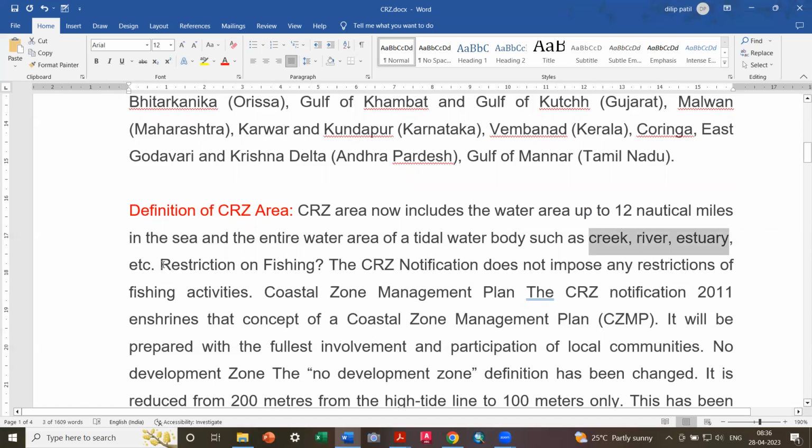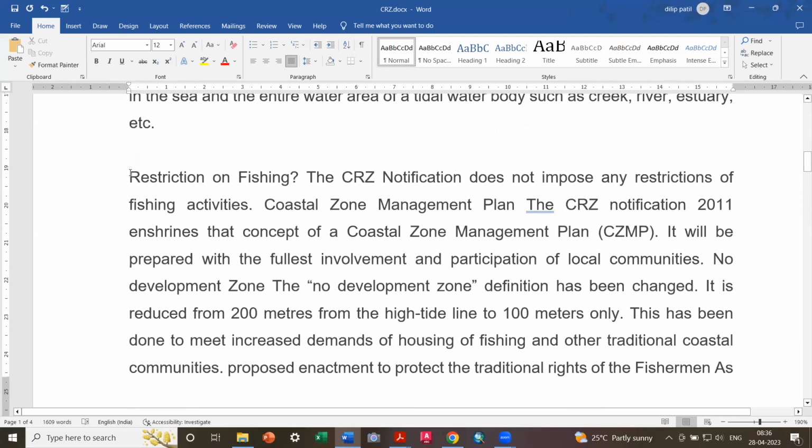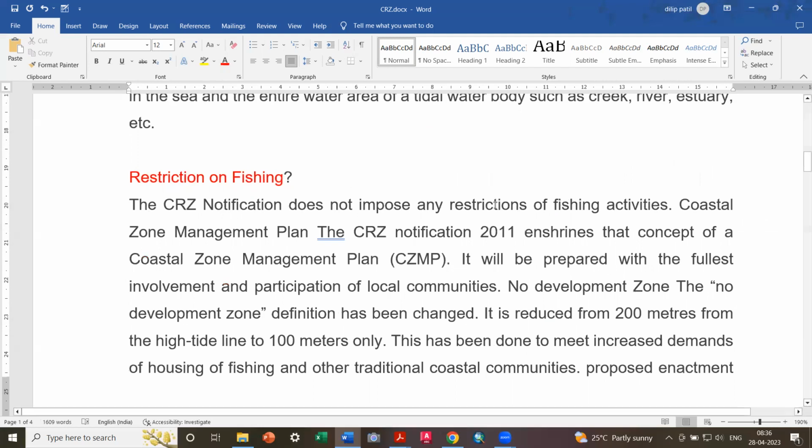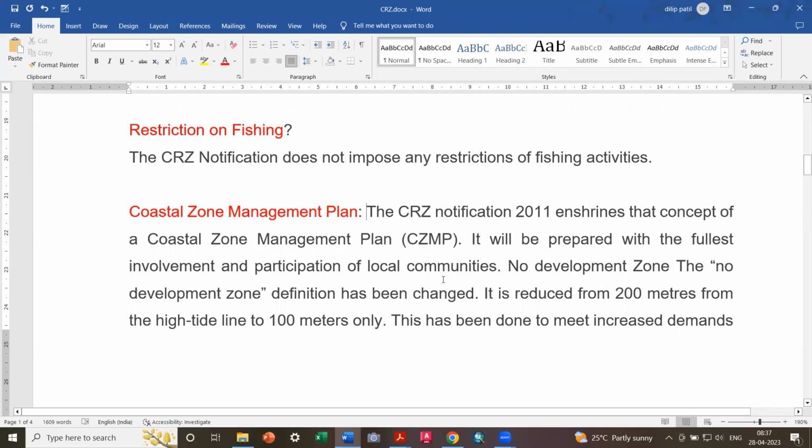So, restriction on fishing. The question is asked whether through this notification there will be restriction on fishing. The CRZ notification does not impose any restriction on fishing activities. Coastal zone management plan: what is it? We have to manage all these activities with the conservation of biodiversity or the ecosystem in the coastal area. Fishing is not directly banned, but there will be some rules and regulations.